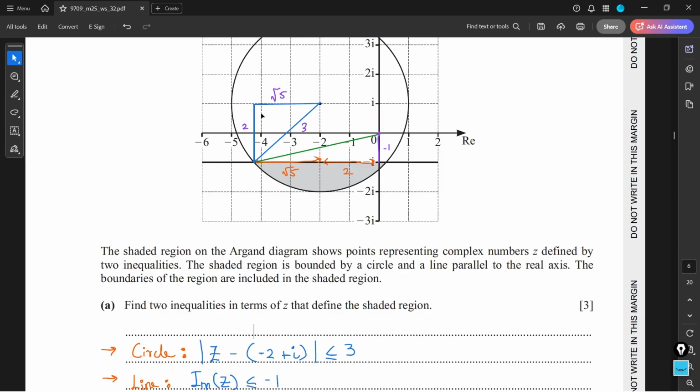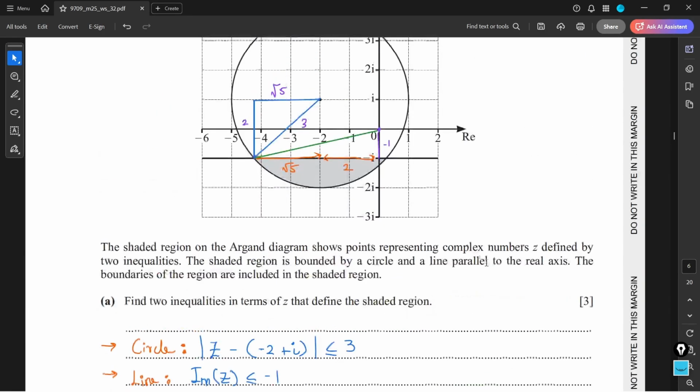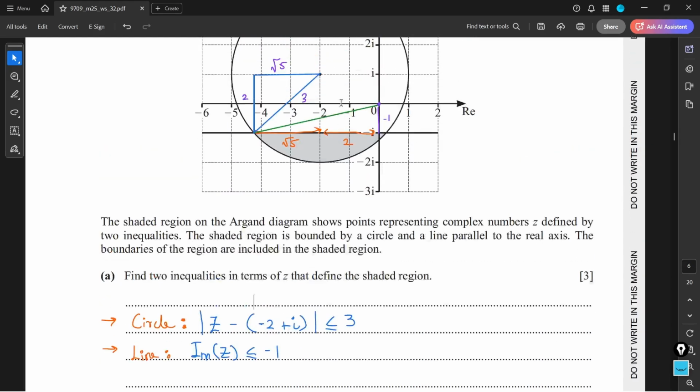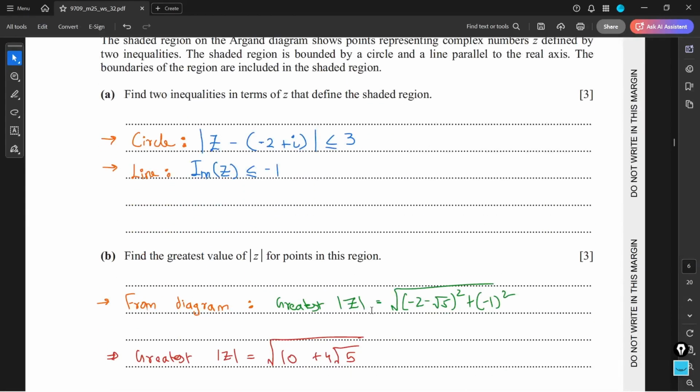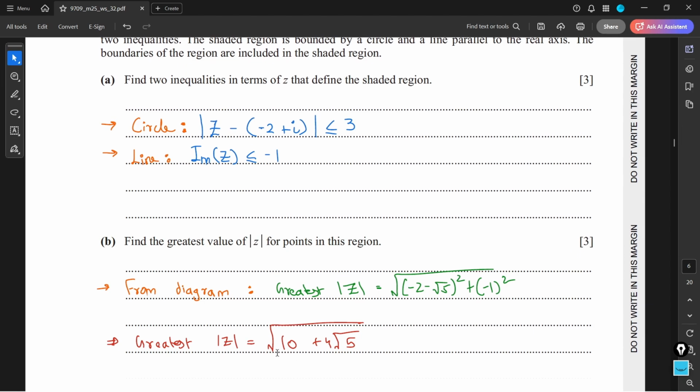Over here I have just redrawn everything to look at it in a much better way. And therefore over here I have just written that the greatest value of the modulus of z is equal to this. So here are some markings on the diagram as a kind of proof of how we got to this conclusion, which is required to score all the 3 marks over here. And then the final value of the modulus of z will come out to this. So yeah, that is how you solve part B.